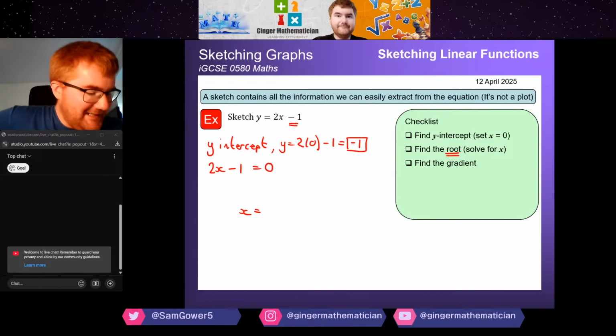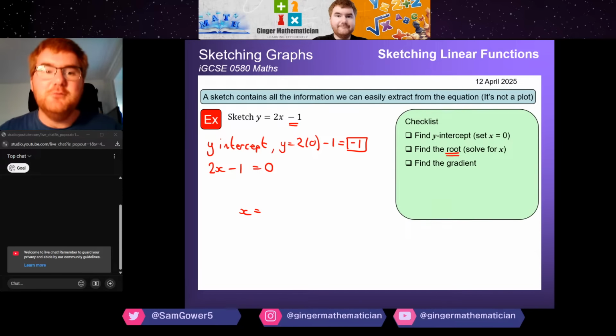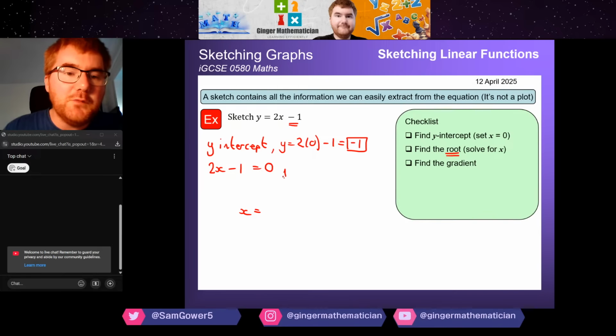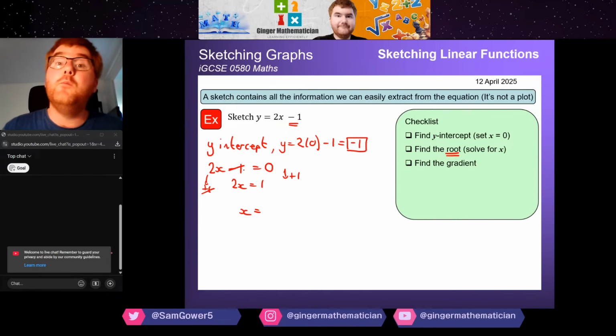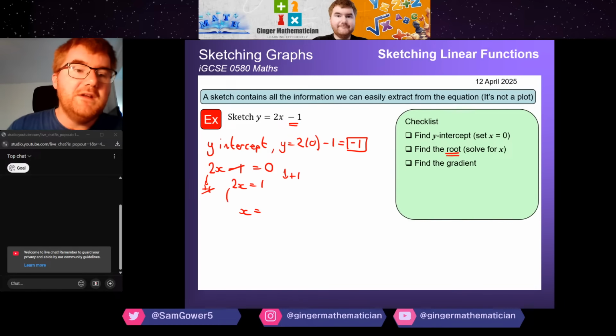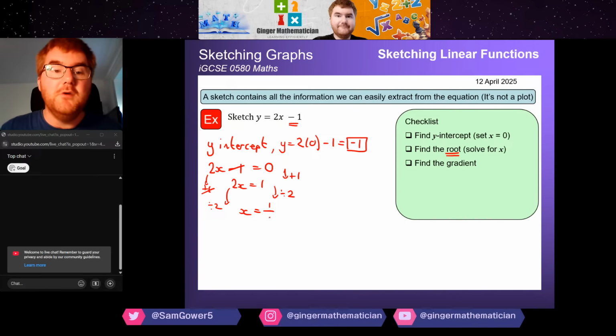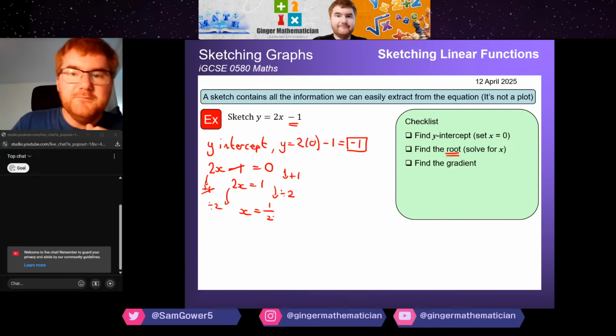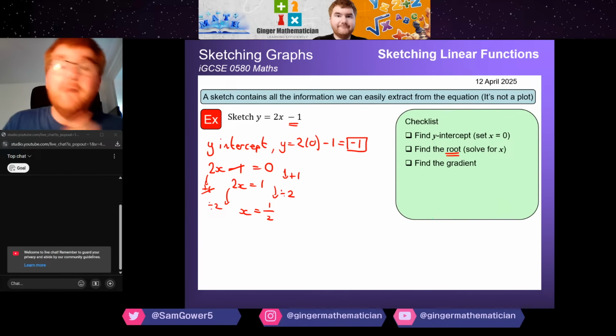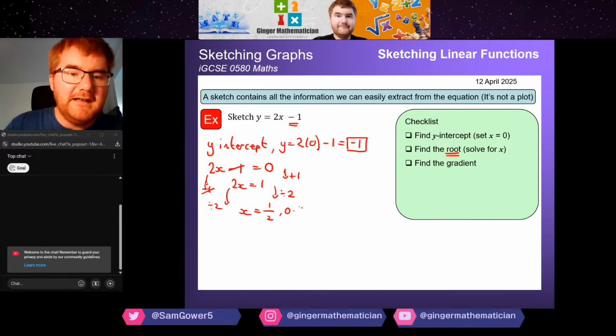Thank you, Nazif. Yes, it is equal to a half. What we do here, we add 1 on both sides. So this cancels, leaving us with 2x equals 1. And then what do we do to get x on its own? We divide by 2 on both sides. And that gives us x is equal to a half. Perfect. Good. We've got half, 0.5. Both are absolutely fine here.